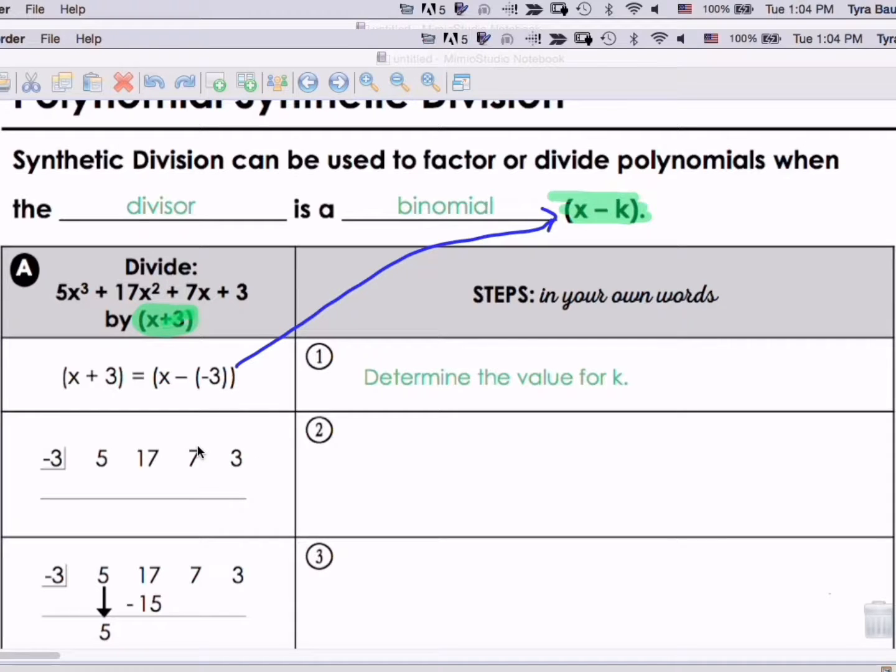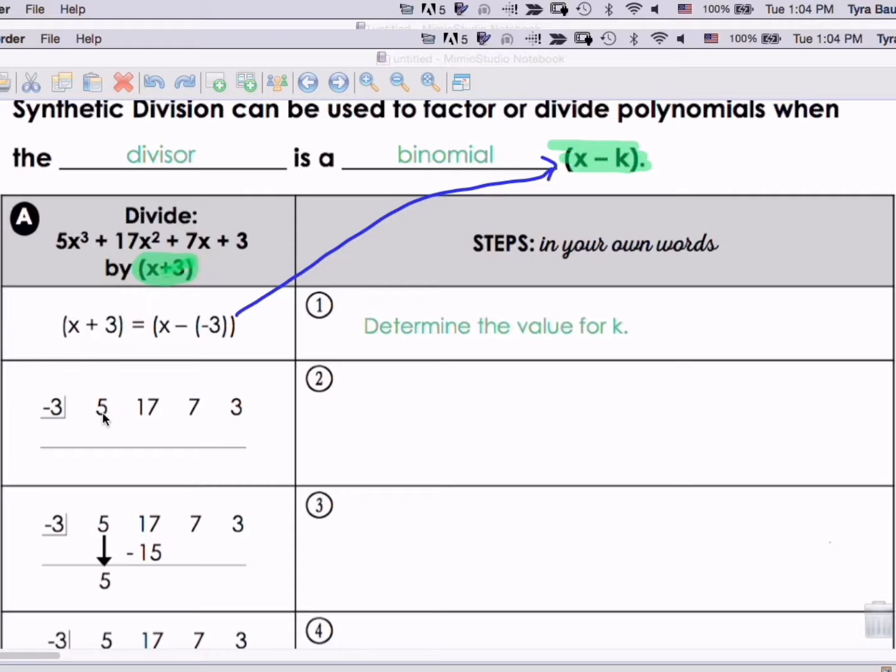Step 2, we're writing the synthetic division method. Okay, so if you see here, we have 5, 17, 7, and 3. And those are the numbers that are the coefficients for each term. So we just wrote those right here. And then we put in negative 3, which is our k value. Okay, so we can say we put the value for k in the box and put the coefficients to the right of it, from the terms right here, which is our dividend, right?